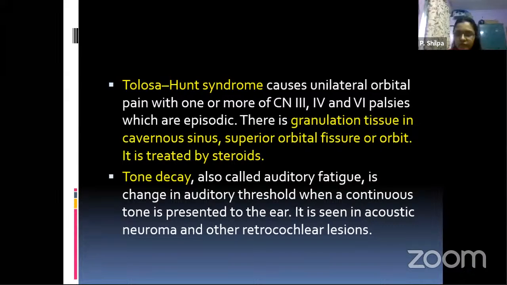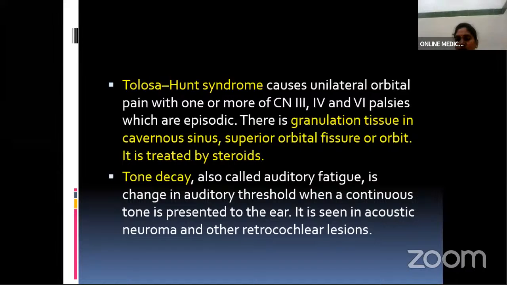The nerves are the third, fourth, and sixth, as well as the fifth cranial nerve, related to the lateral wall. So any granulation tissue in the cavernous sinus, superior orbital fissure, or orbit, which presents unilaterally, on the right side for example, with involvement of the 3rd, 4th, and 6th cranial nerves. Did you understand?